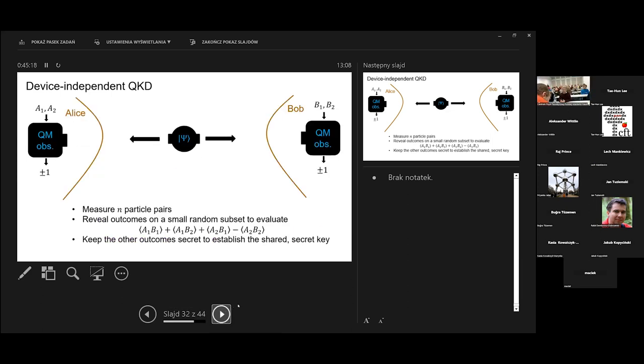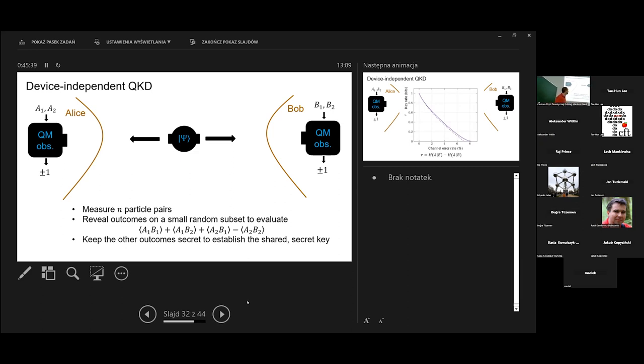Another thing that you can easily do is quantum key distribution, because if you put devices that share entanglement, not only are the measurement outcomes random, but they're also correlated. So you can use that to establish a secret key. What you do is give one measurement device to Alice, one measurement device to Bob, and put the source in the middle. You don't need to trust the devices at all.